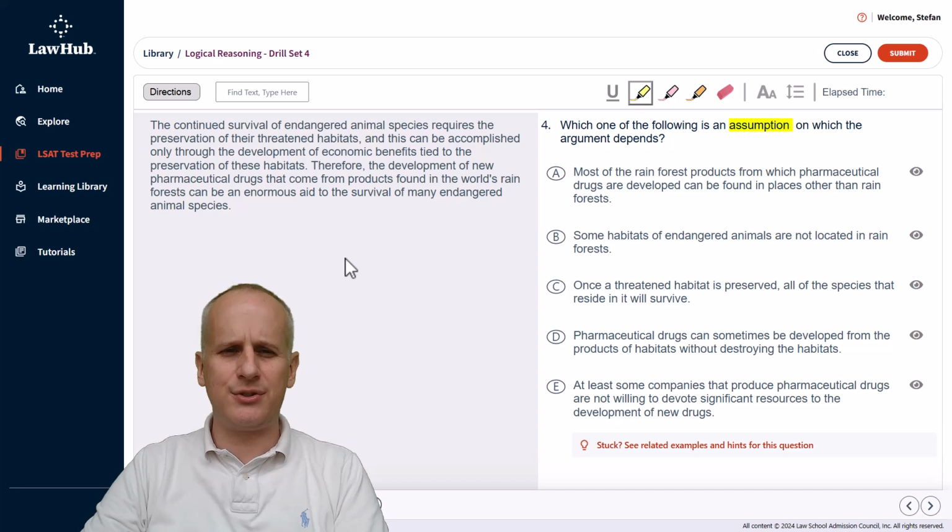The continued survival of endangered animal species requires the preservation of their threatened habitats, and this can be accomplished only through the development of economic benefits tied to the preservation of these habitats. Therefore, the development of new pharmaceutical drugs that come from products found in the world's rainforest can be an enormous aid to the survival of many endangered animal species.